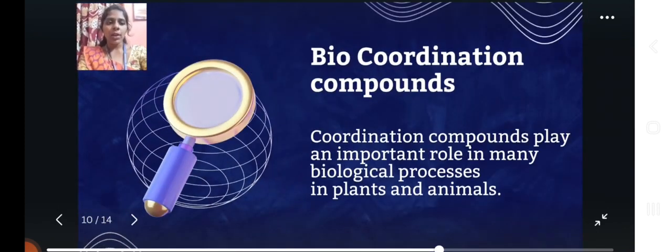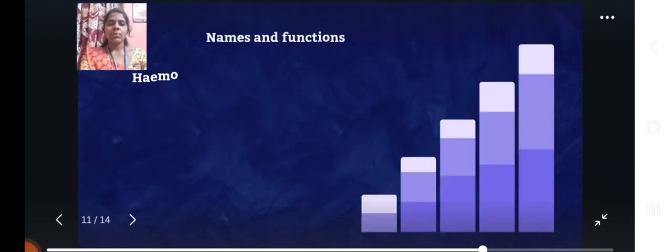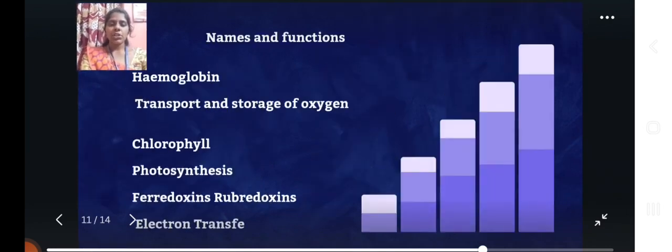Biocoordination compounds. Coordination compounds play an important role in many biological processes in plants and animals. Names and functions: hemoglobin, which is transport and storage of oxygen; chlorophyll, which is photosynthesis; and ferredoxins and rubredoxins, which is electron transfer.